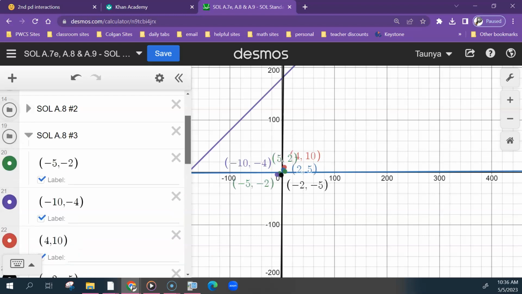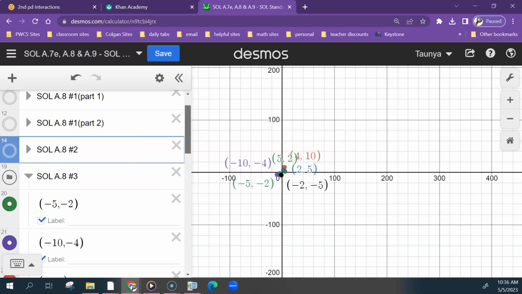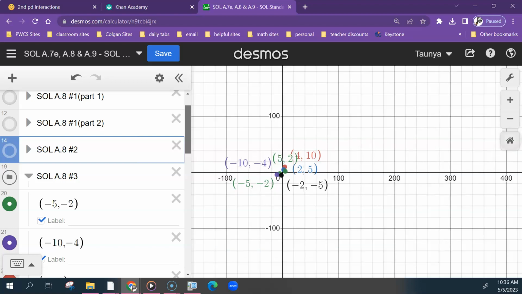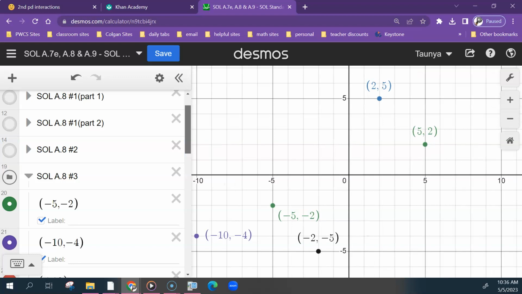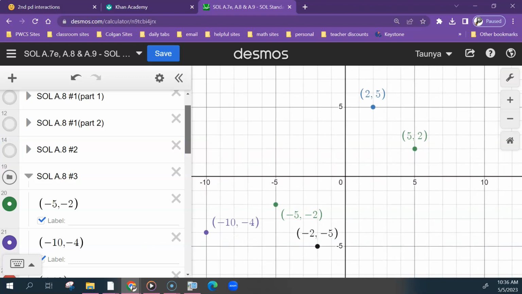And then 3, if you were to plot all of your ordered pairs, you're looking for the ones that would make a line, but also go through the middle, through the origin. And we said -10, -4, and 5, 2. So if I look at this one, and I think one of these was already given, those make a line that goes through 0, 0. But we'll talk more about that in a bit.